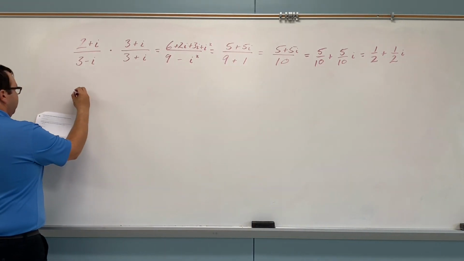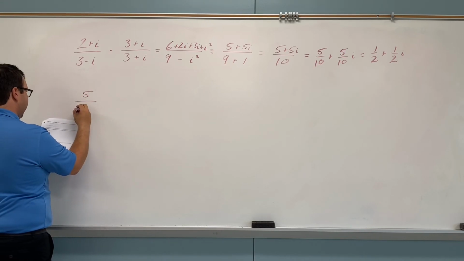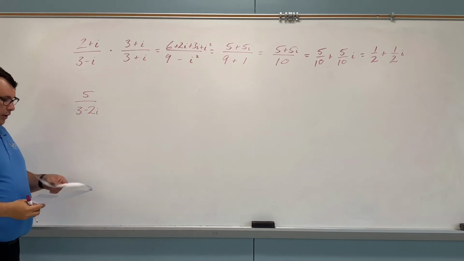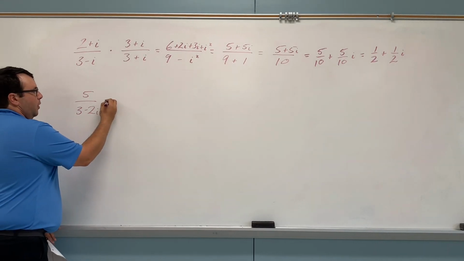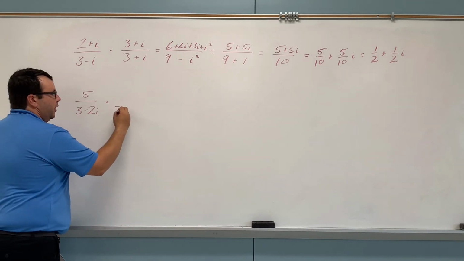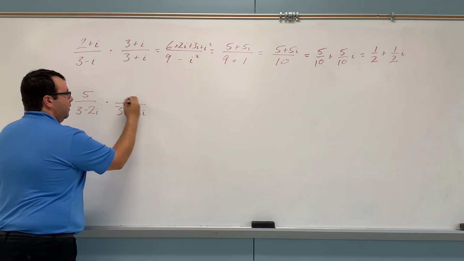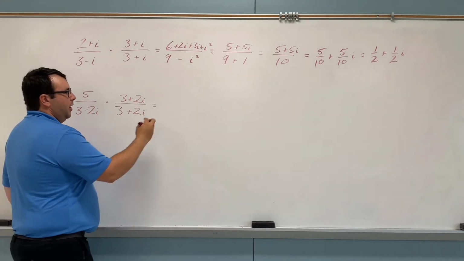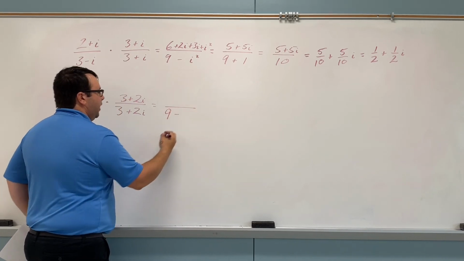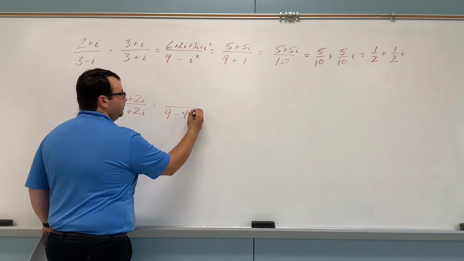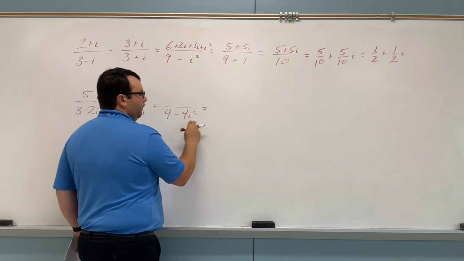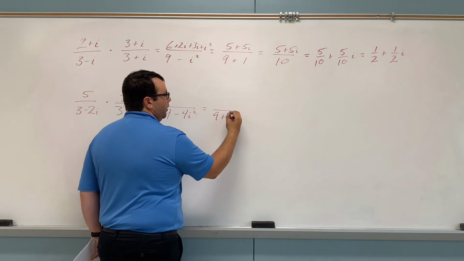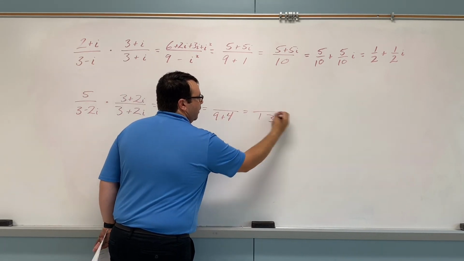Let's try this one. I have 5 over 3 minus 2i. So we're going to do the same thing. We're going to rationalize our values. And so we're going to go ahead and use that conjugate of 3 plus 2i. I know the denominator value is going to be 9 minus 4i squared. i squared is -1, so that's positive 4 here, so that's going to be 9 plus 4, which is 13.